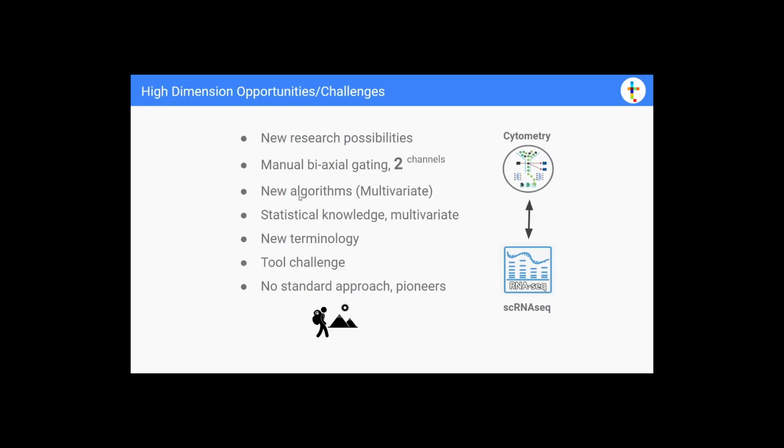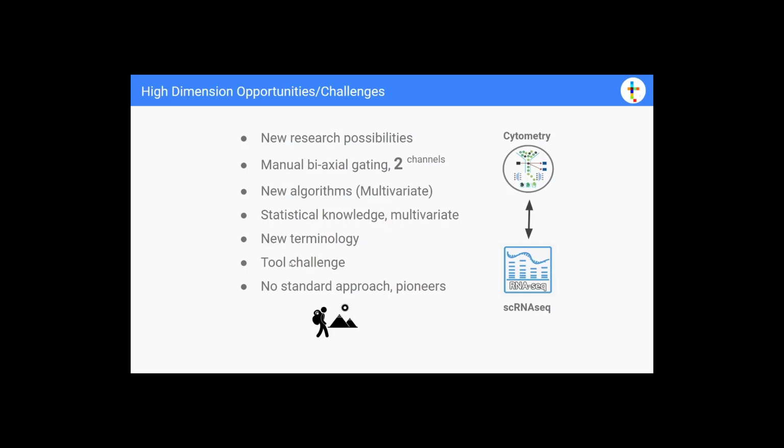And these are new algorithms, especially the multivariate algorithms. That's a branch of statistics that I've been involved with in the last 15 years. And multivariate statistics can handle 2 to the power 50 dimensions, call them dimensions. You need new statistical knowledge, especially the multivariate approaches. There's a bit of new terminology in this higher dimensional space.